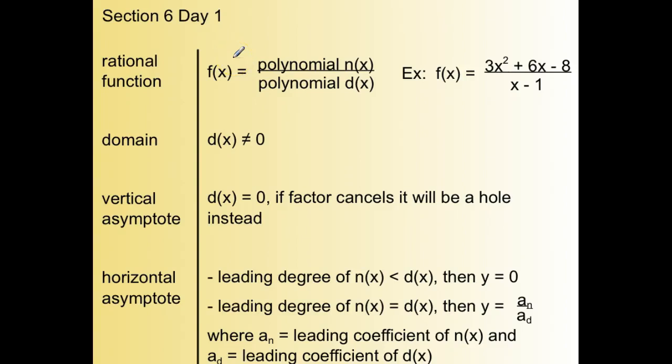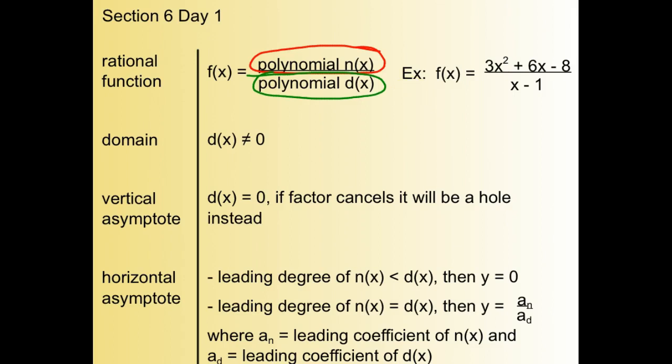Next, we're going to take a look at the vocabulary for graphing a rational function, starting off with the definition of a rational function. This is when you have a polynomial divided by a polynomial. Notice that I called the polynomial in the numerator n of x for numerator. We're going to be looking at these later when we're talking about the different pieces of a rational function. And the denominator is d of x for the denominator.